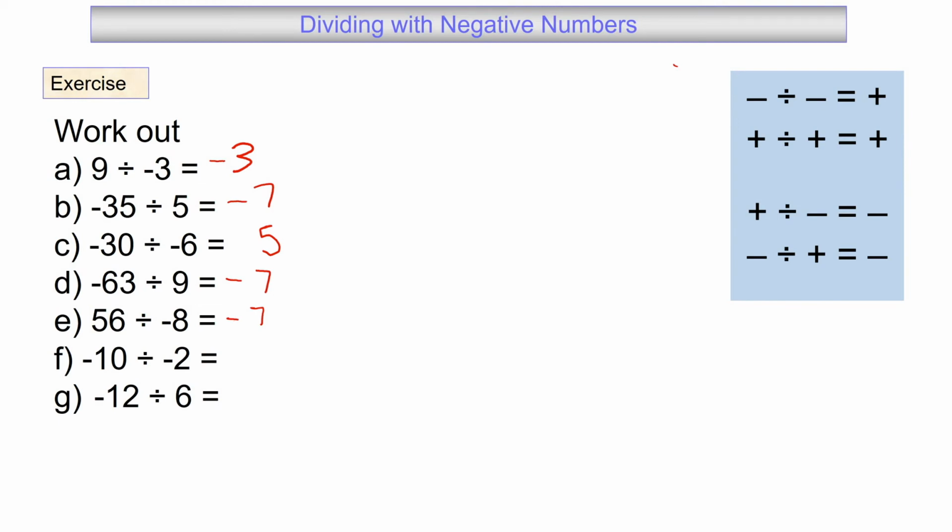F, minus 10 divided by minus 2, look at the numbers first, 10 divided by 2 is 5, and then look at the signs, negative divided by negative, those signs are the same, so my answer is going to be a positive. G, negative 12 divided by 6, look at the numbers first, 12 divided by 6 is 2, a negative divided by a positive, those signs are different, so my answer is a negative. So please mark your work.